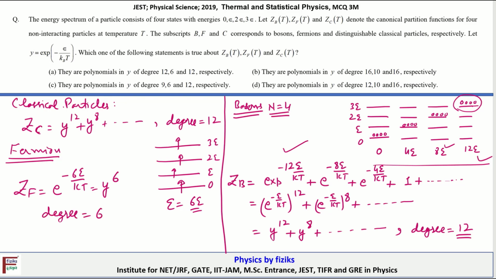So the degree is 6 here. Therefore the correct answer is: for Z boson, Z fermion and Z classical, they will have degrees of 12, 6 and 12 respectively. So that means 12, 6 and 12, therefore option A is the correct one here.